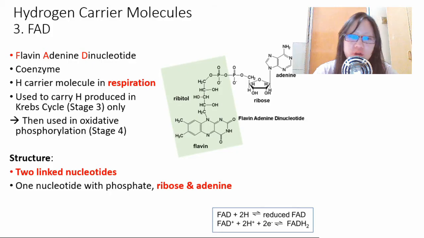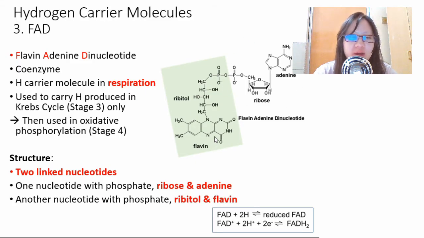The structure is described here, even though I briefly talked about it just now. It is again 2 linked nucleotides. It says it's a dinucleotide. One nucleotide is with a phosphate, ribose, and adenine. It looks very normal. But the other nucleotide is strange, it's really weird. It has a phosphate group, a ribitol, and a flavin, which are these 2 compounds right here. Now, we don't need to know how to draw this, don't worry about it. Sometimes you might need to identify it. It looks very distinctive, so I'm pretty sure you can do that.